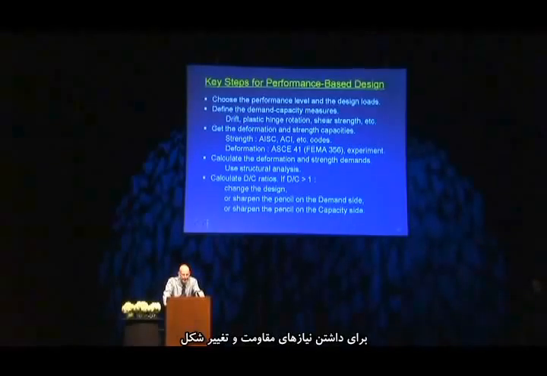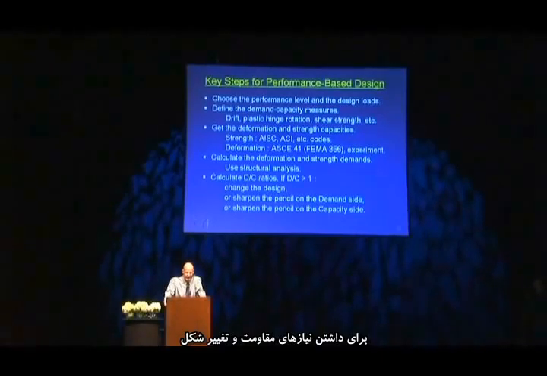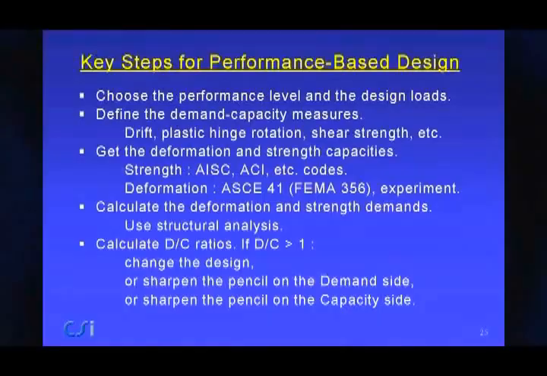Having done that, you calculate the deformation and strength demands. This requires nonlinear structural analysis. And you calculate the demand capacity ratios. If they're larger than 1, you either change the design, sharpen the pencil on the demand side to calculate the demands more precisely, or sharpen the pencil on the capacity side, and maybe your capacities were a little more conservative and you can stretch the limit a little.